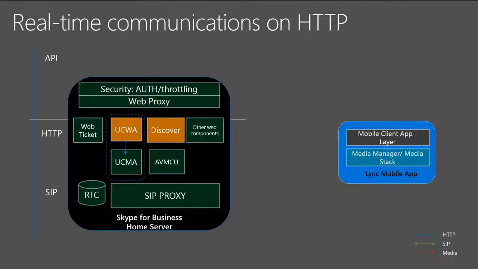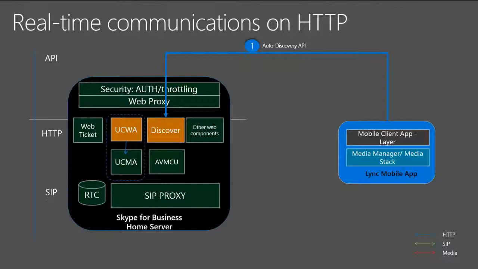So this diagram gives you the overall components that are involved in the system. I mentioned something about UCWA. I mentioned something about the discovery service. On the right-hand side, we have the mobile client. There is the media manager, which does the media processing locally for the mobile client. And we also have the app layer, which does all the business logic on top of that. The very first step involves auto discovery. And like I said, the mobile client needs to handle both internal and external.